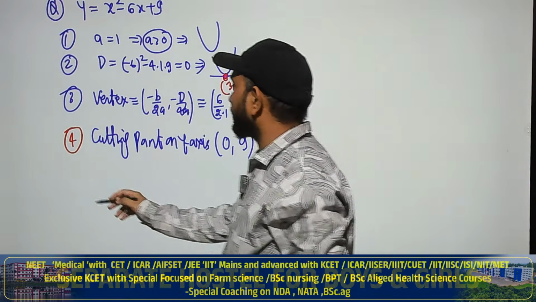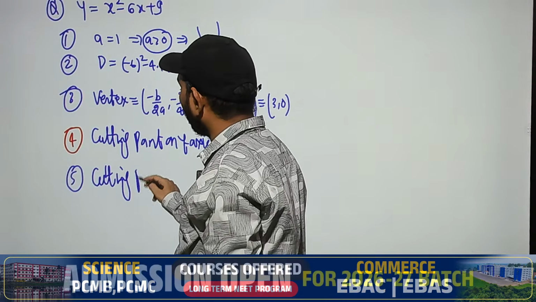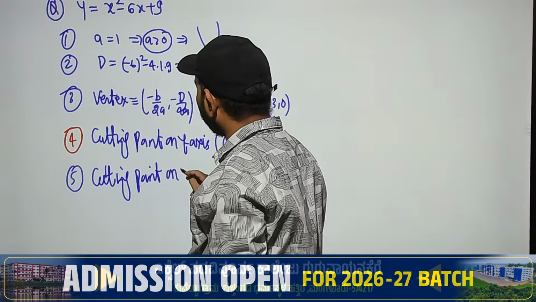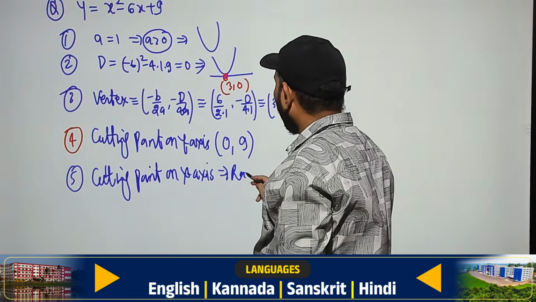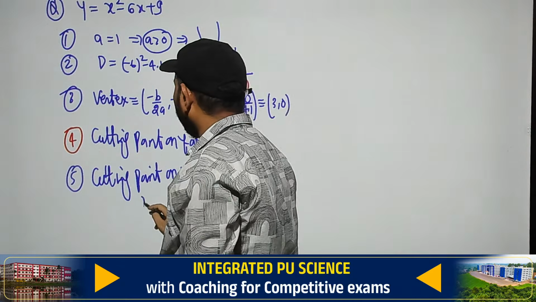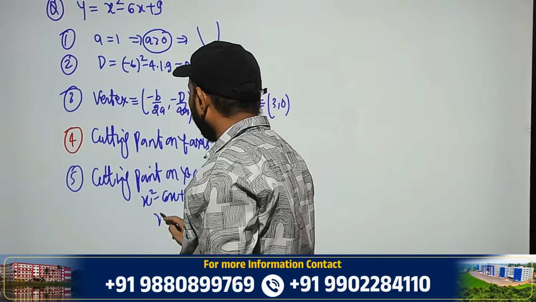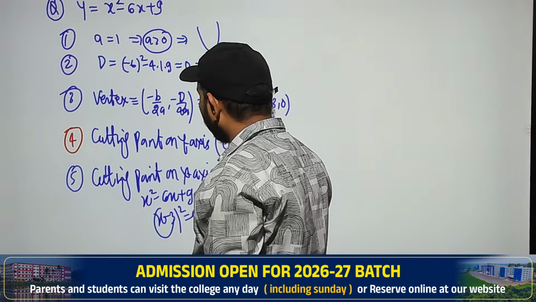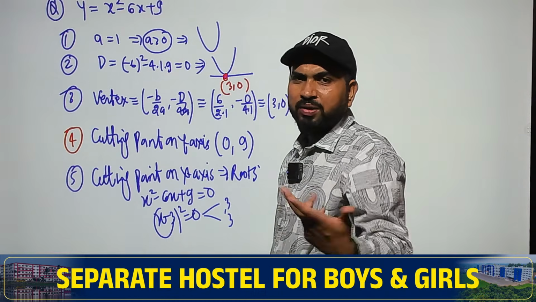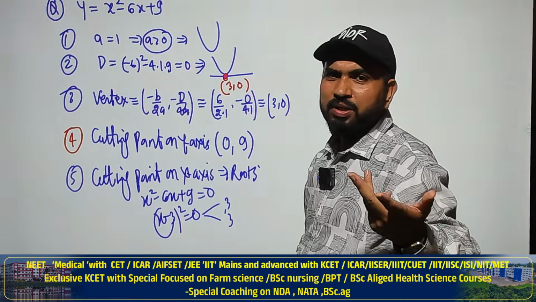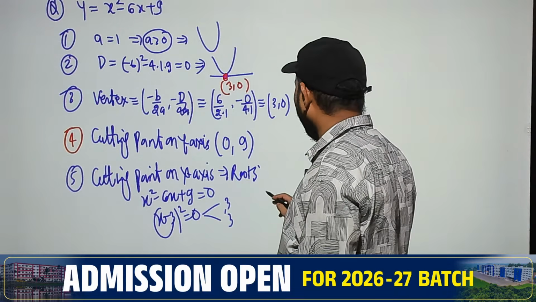Now the cutting point on the x-axis. X-axis means roots. How to find roots? You know. Actually x square minus 6x plus 9, so this is x minus 3 whole square equal to 0. It means both roots are 3, 3. Yes, obviously same roots. Touching means roots are same.